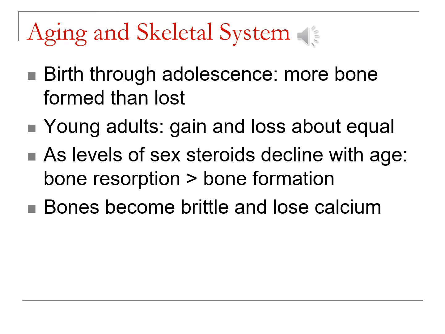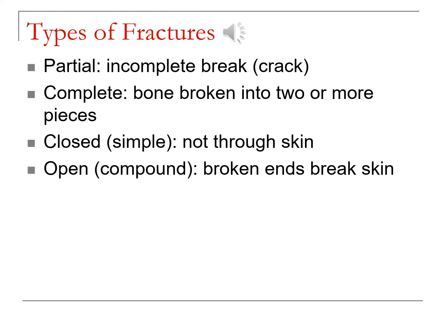For the aging and skeletal system, from birth through adolescence, there is more bone formed than lost. Young adults gain and lose about equally, and as levels of sex steroids decline with age, there is more bone resorption than bone formation. So bones become brittle and lose calcium. Fractures are expected once individuals experience trauma, vehicular accidents, or even a fall.